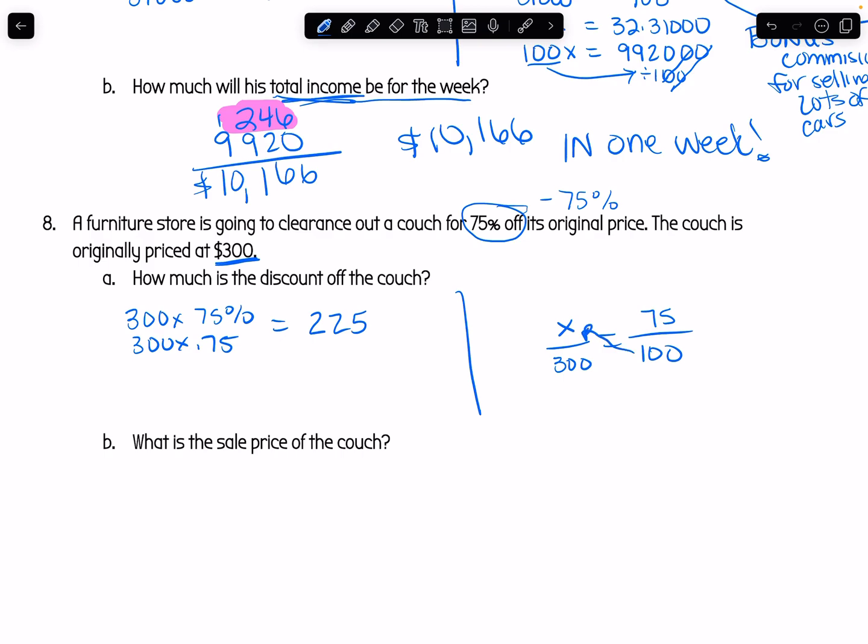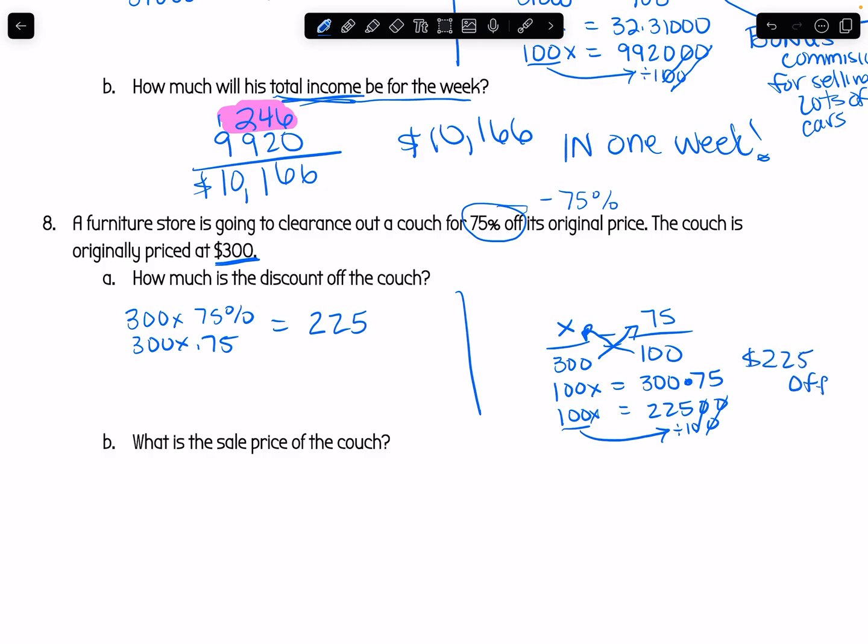If you choose to do this, 100 times X on one side and 300 times 75 on the other side, you will end up with 100X equals 22500. We're going to divide by 100, which means cancel those, and I get $225.